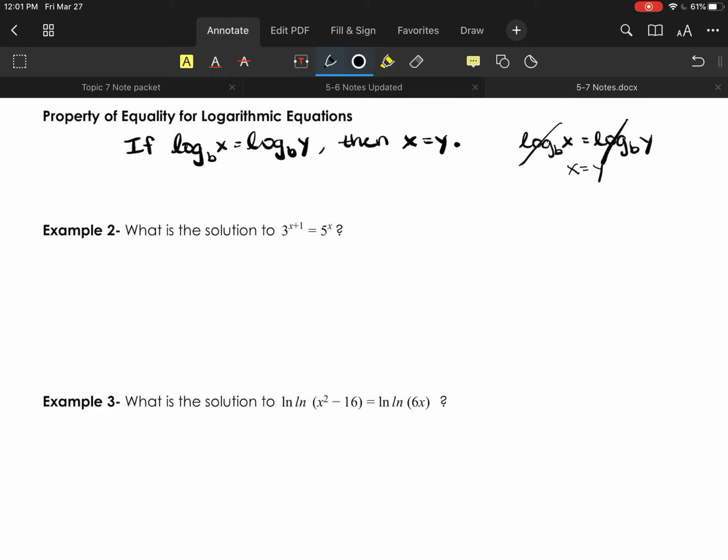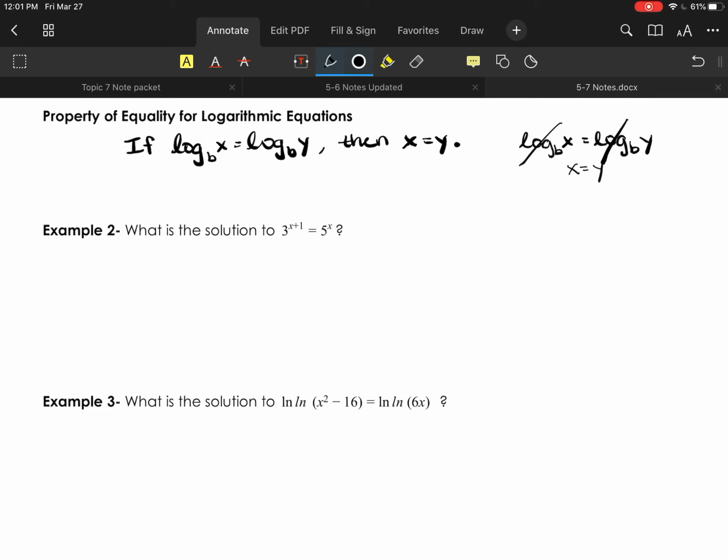I can cancel out the logs. I can just set the arguments equal to each other. As long as the logs are the same base, if you have log equals log, just cancel the logs out and solve from there. So that will come up in some of the equations that we look at today. Go ahead and look at example 2.